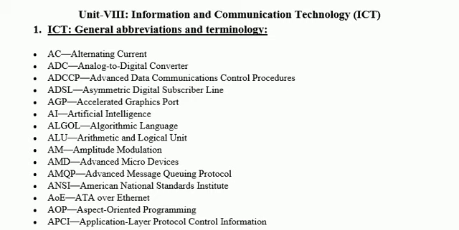Then the next one is AMD. AMD stands for Advanced Micro Devices. We can say AMD is one type of microprocessor. Then next is AMQP, advanced message queuing protocol. It is one type of protocol. Now, what is a protocol? A protocol is a group of instructions that follow some policies or rules. That term is called a protocol. This protocol is required for messaging, so that's why it's called AMQP.